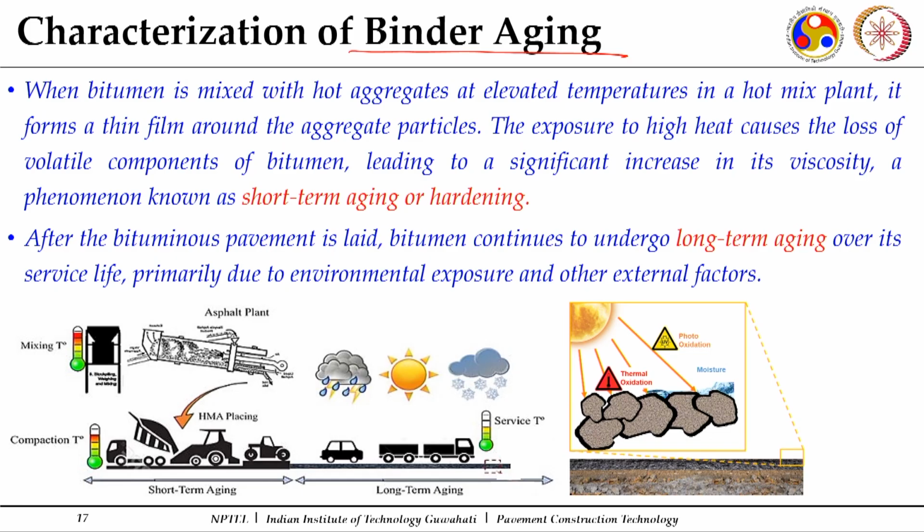Now, how binder aging happens: it happens during the production of the mixes also, because at that time the bituminous binder, when mixed with aggregates at elevated temperatures, forms a very thin film, which may be in the range of around 10 microns or even less. This thin film, when exposed to those high temperatures, undergoes loss of volatiles in the bitumen. When this loss of volatiles happens, the viscosity of the bitumen increases, or we can say the bitumen is getting oxidized, and we call it aging of the binder.